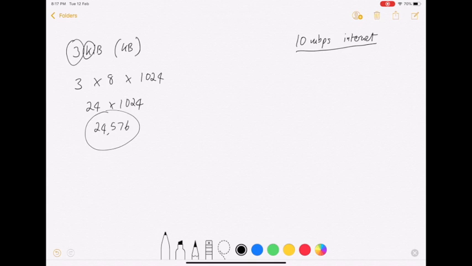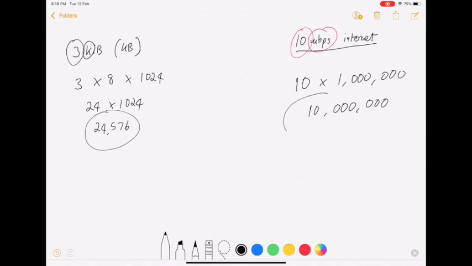Now, working out the bits in the internet connection is much easier. We've got the units here, so we know it's 10 units. Okay, and we know also that it's megabits, so that tells us that it's 10 times a million, which is really easy. 10 million bits. So what we've got then is a 24,576 bit file, and we're downloading at 10 million bits per second.